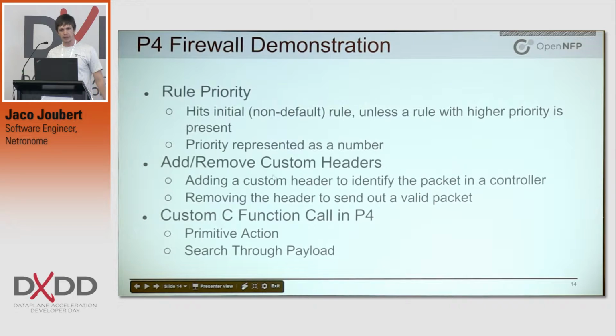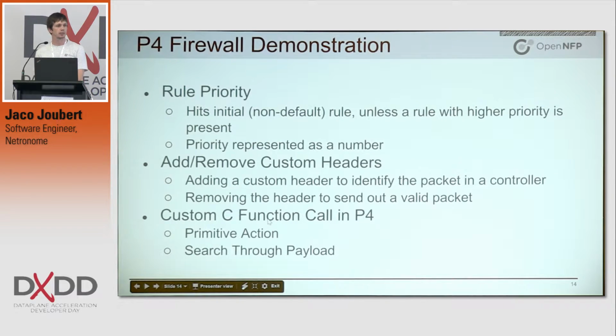We're also adding custom headers, adding and removing. So when we send the packet to the controller, we want the controller to be able to identify this packet as valid. Otherwise, the controller will just ignore any other packet it receives. And when it sends the packet back again, that header must be removed in order to send a valid packet out to the next device.